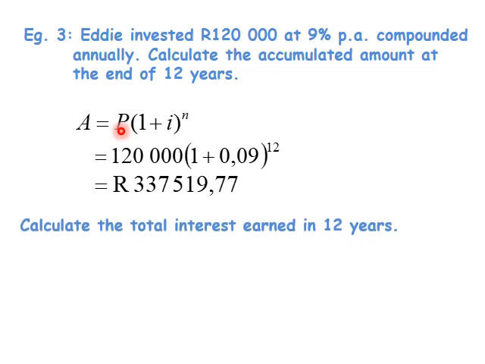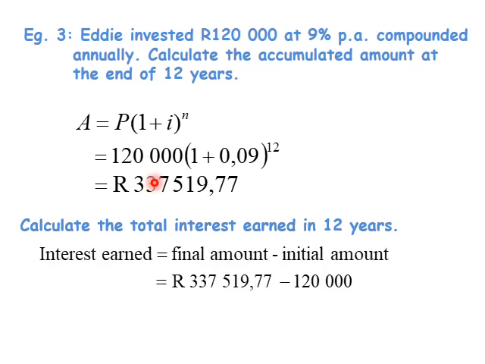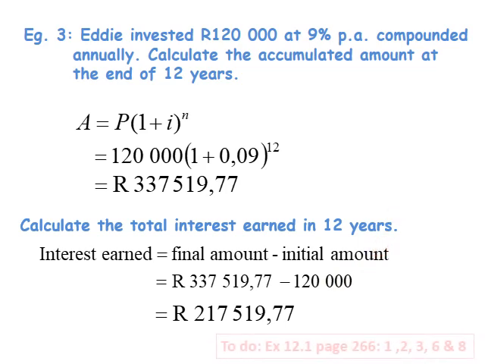Now, if you need to calculate the total interest earned, you once again consider, by how much did 120,000 Rand grow in rands? We merely take the difference between the two. Your interest is your final amount subtract your initial amount, and the difference is the interest earned. Note that you use rands in your final answer, but it's not essential to show rands every time you show your working out.